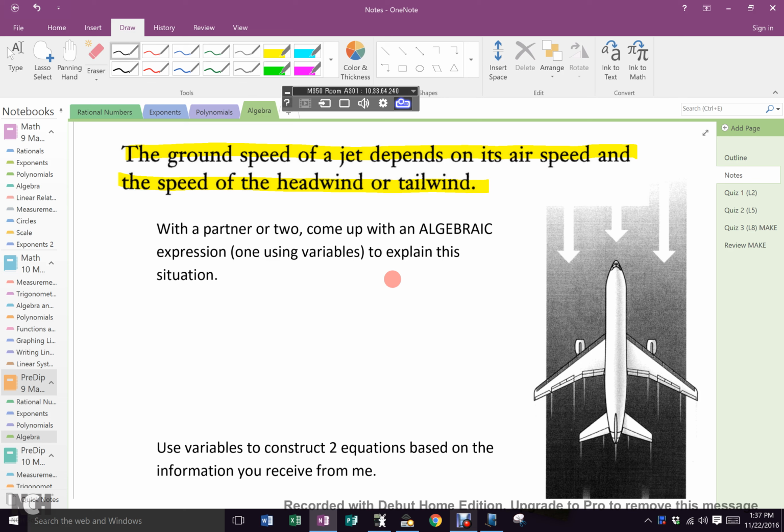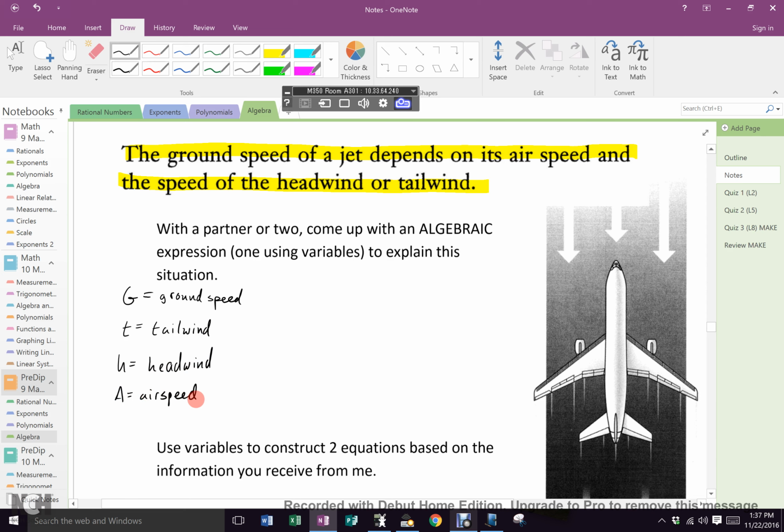So we had G equals our ground speed. And then this next one, we did T equals tailwind. Please don't write this down yet. I don't know if it's right or not. H equals headwind. And then A equals airspeed.